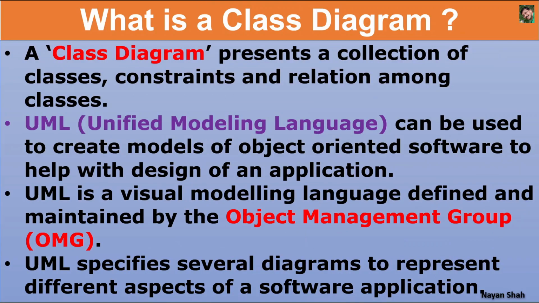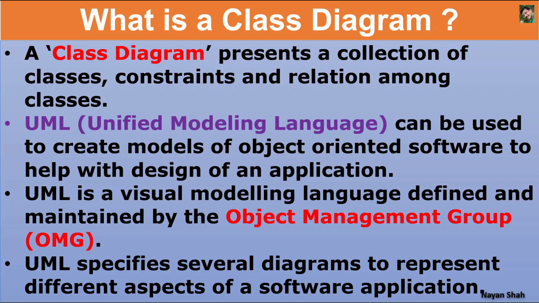Next is, what is a class diagram? A class diagram presents a collection of classes, constraints, and relations among different classes. So a class diagram is used to represent a collection of classes, constraints, and relations among different classes. UML, that is Unified Modeling Language, can be used to create models of object-oriented software to help with the design of an application. So now what is UML?